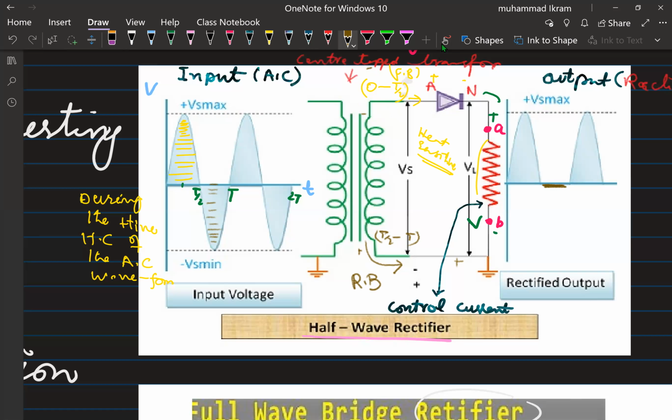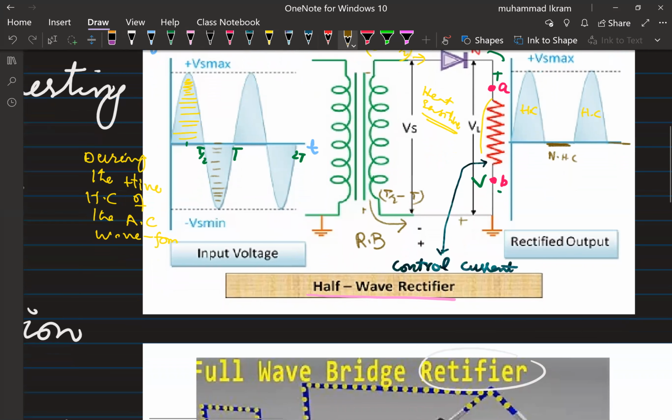So here you see that the positive half cycle is allowed to pass through, while the negative half cycle is rectified, it is blocked. The negative half cycle is blocked, as you see. So the current flows in the direction from A to B only through the resistor, and it is blocked from B to A. Clear? So this is for the half wave rectification only.